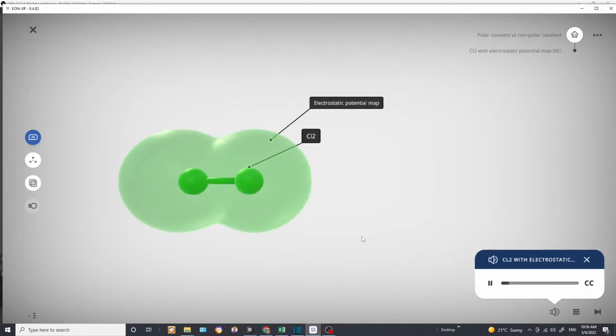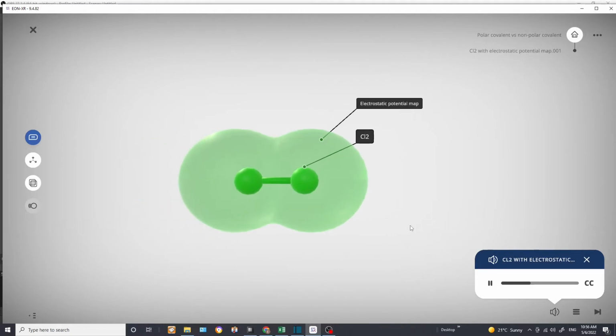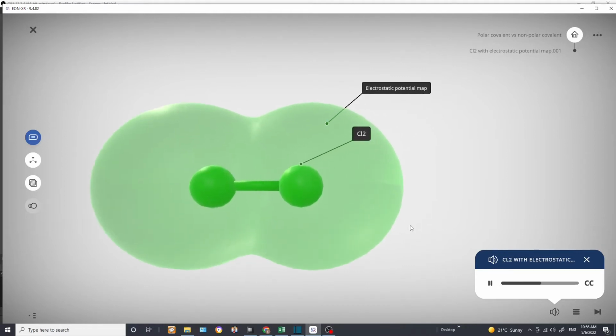A covalent bond is forming between the chlorine and chlorine atoms since the electrons are shared between the two atoms. The electronegativity of the two chlorines is equal, and thus the sharing of the electrons in the bond is equal. This equal sharing of electrons gives rise to a nonpolar covalent bond.